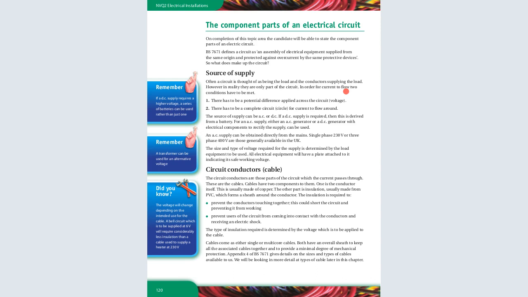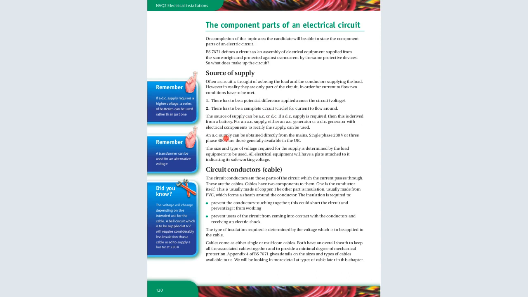However, in reality, they are only part of the circuit. In order for current to flow, two conditions have to be met. One of the conditions is there has to be a potential difference applied across the current, or the voltage. And also there has to be a complete circuit circle for the current to flow around.